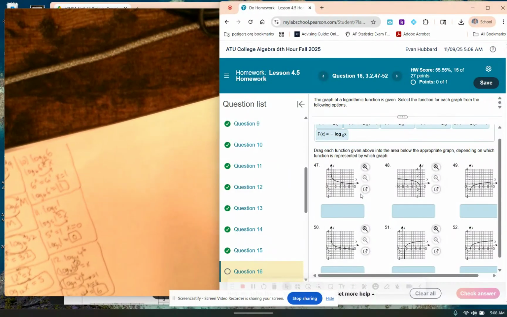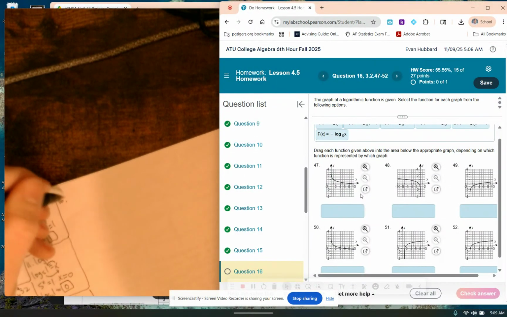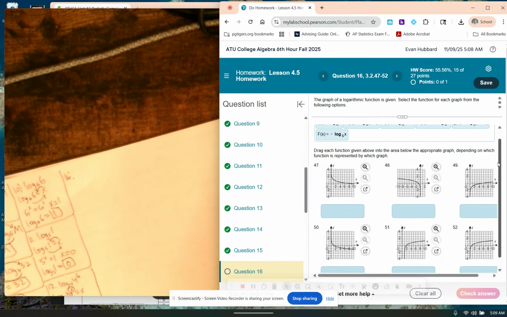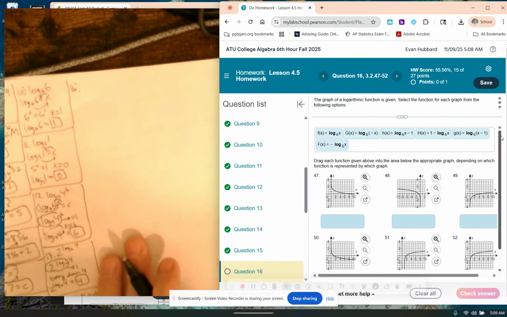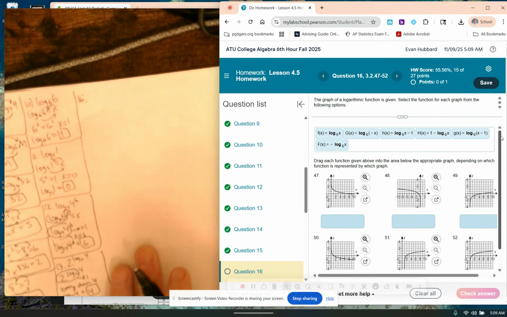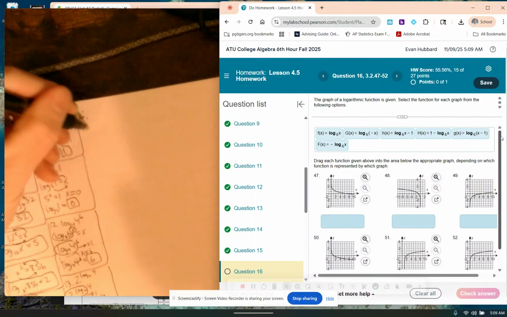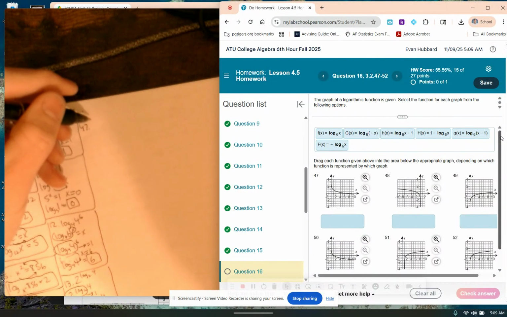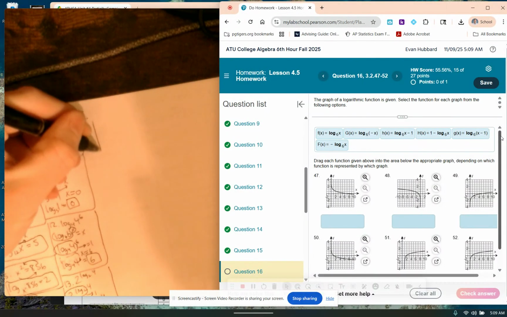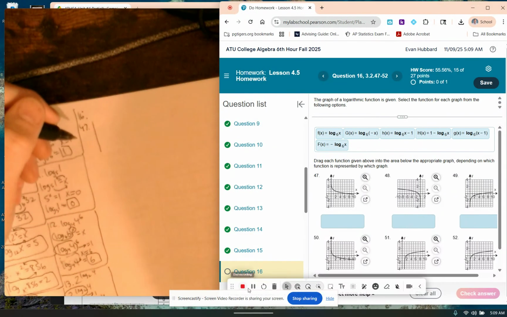So now let's look at these graphs here. So 16, you've got to match the graph with its function. So what I'm going to do is sketch the functions here. Okay, we've got 47, which looks like... I'm going to pause to sketch the functions because this is boring video.